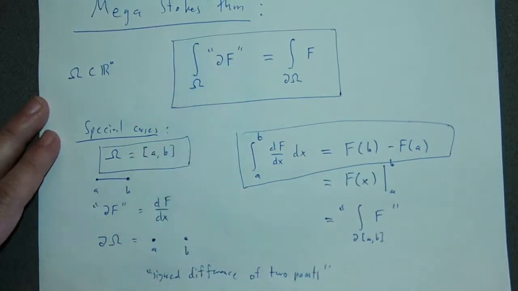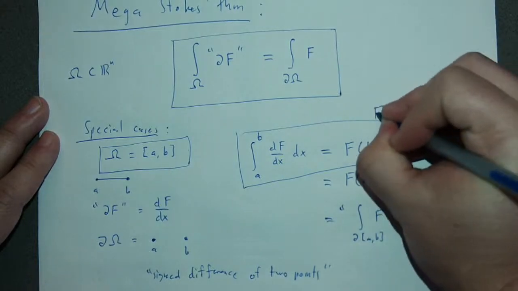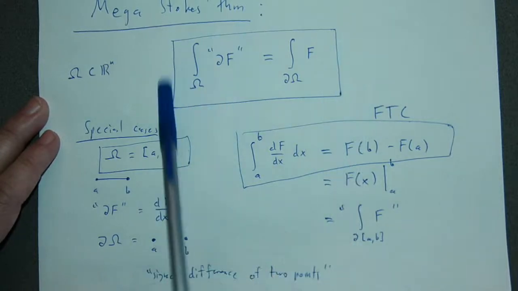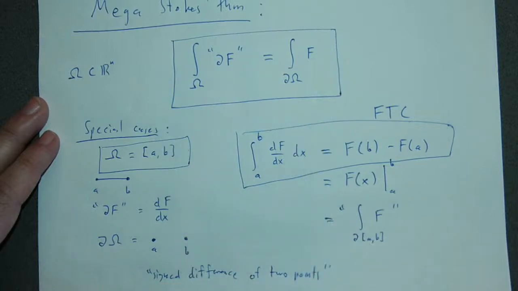What is that? All right, that's literally this thing that I wrote out. That's my Mega Stokes theorem, but it's my Mega Stokes theorem applied to the special case that omega is the interval from a to b. What is this? This is the fundamental theorem of calculus, right? Or one of them. Okay, this is FTC. And so the fundamental theorem of calculus is already one of these things. Okay. All right.